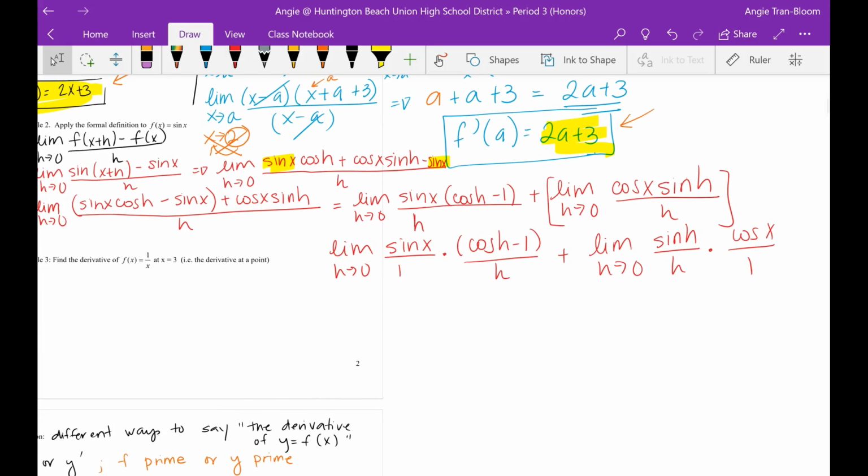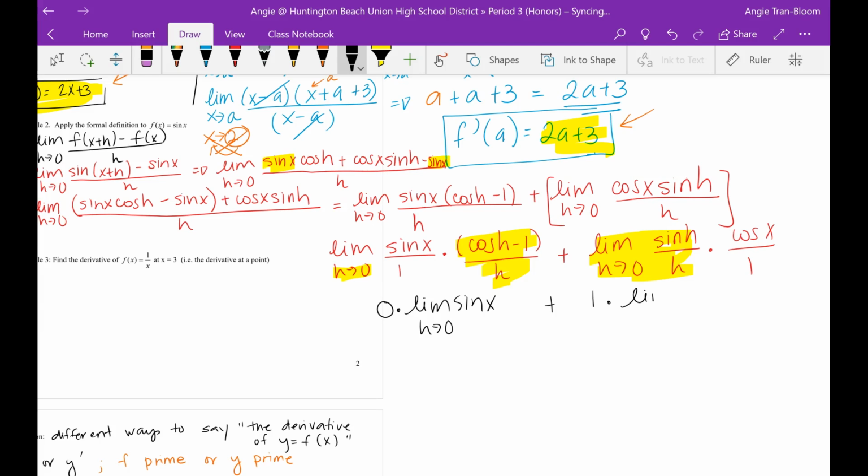So what's happening? As h approaches 0, remember, this is one of the properties you were supposed to know. That property is what? As h approaches 0, that is 0. Okay, and you're supposed to know this. This one over here is 1. Okay, so, well, I have 0 over here. I still have the limit as h approaches 0 of sine of x, right? And over here, I now have 1 times the limit as h approaches 0 of cosine of x.